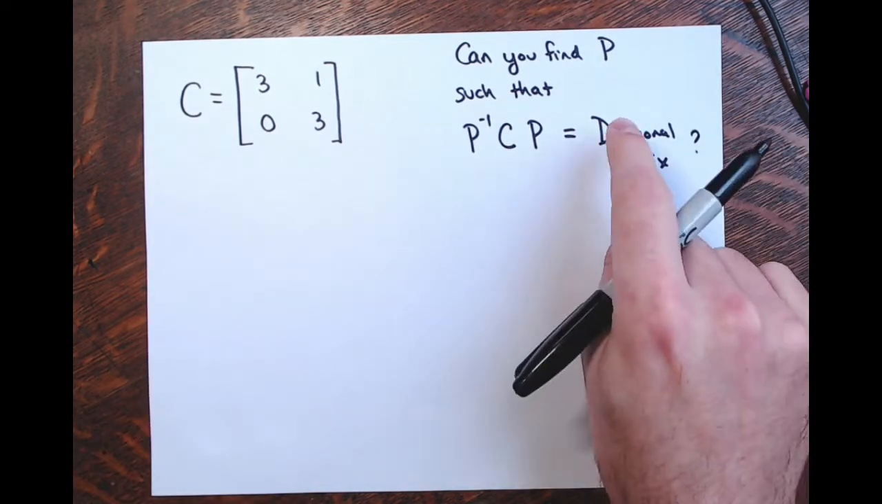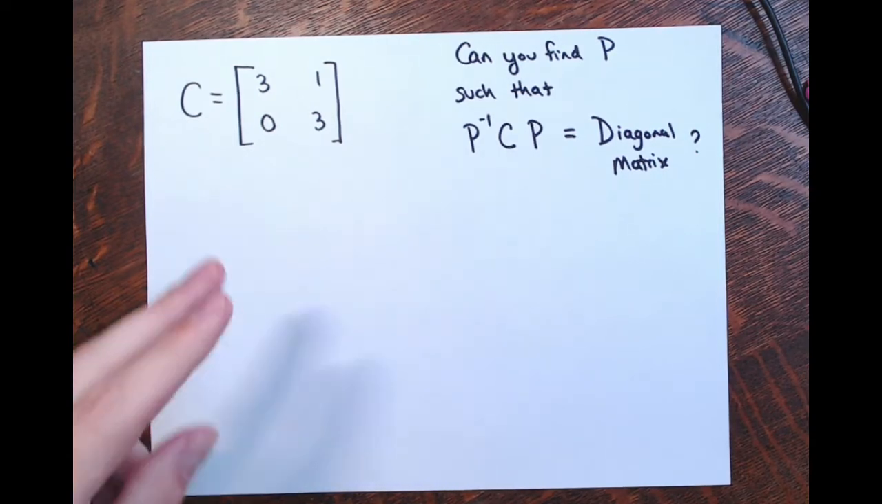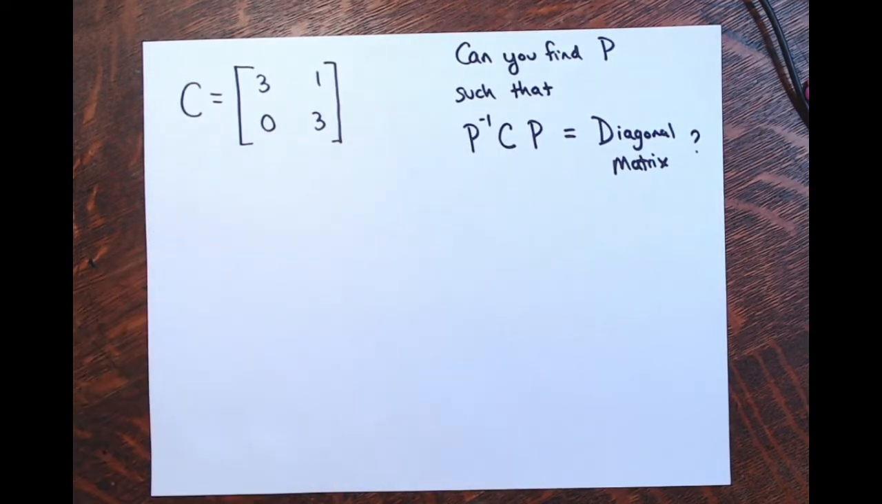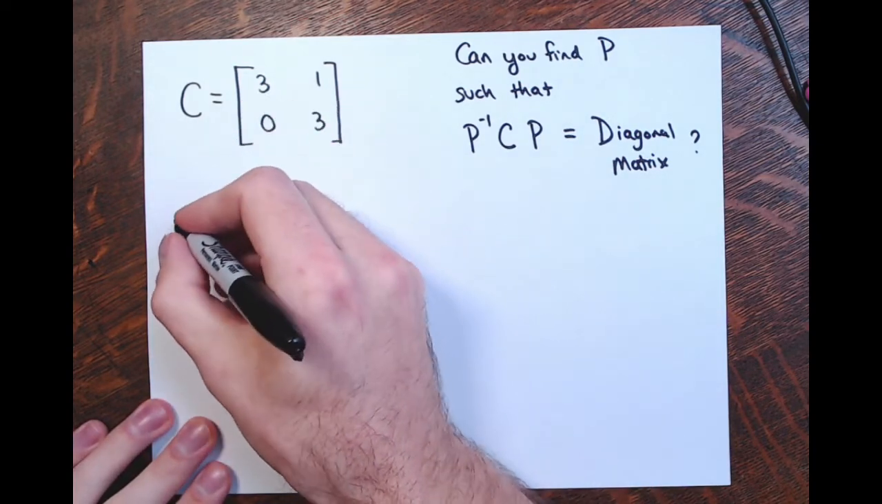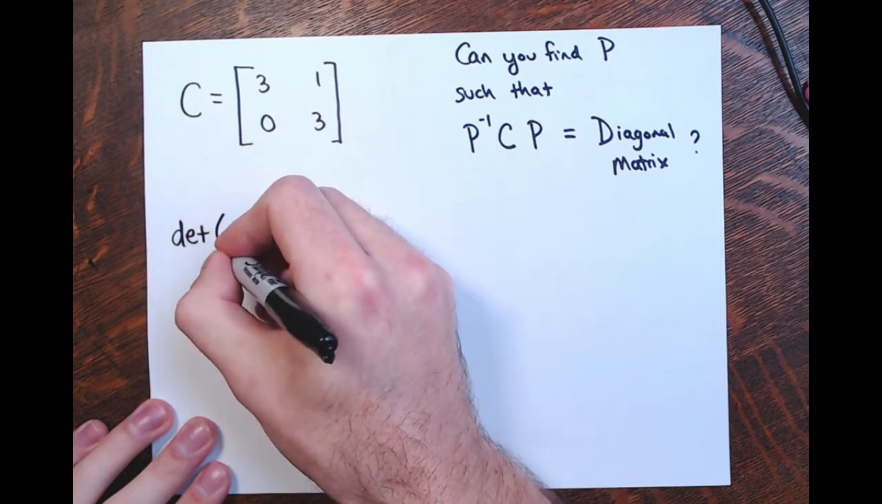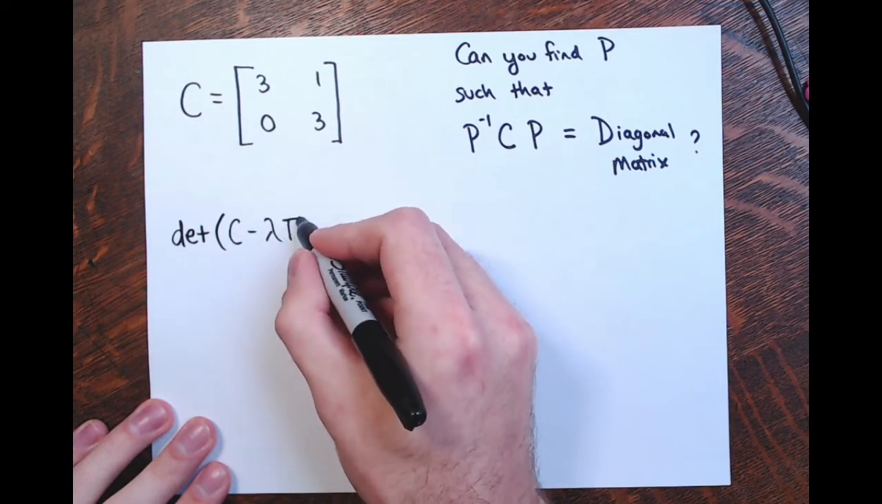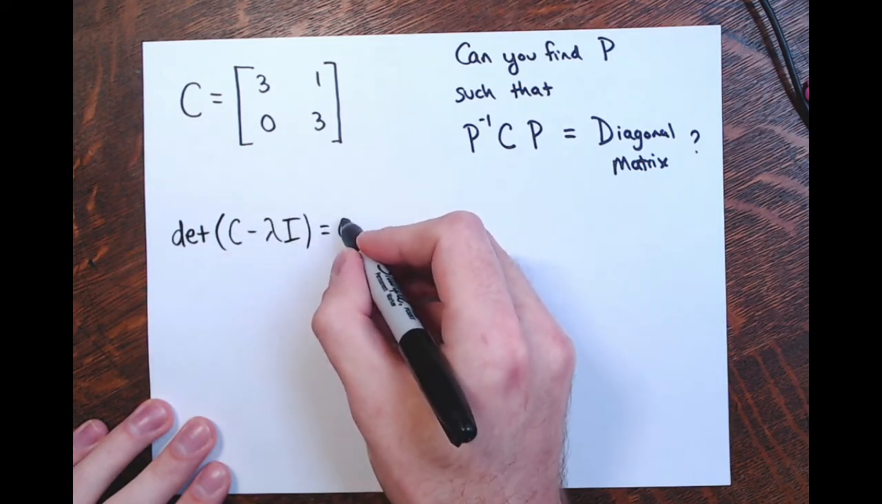Now again, the answer to this question depends on whether or not you can find two independent eigenvectors, because this is a 2 by 2 matrix. We'll see a 3 by 3 matrix later, where we'll have to find three independent eigenvectors. All right, so first I'll find the eigenvalues, find the spectrum. So what's the determinant of C minus lambda I? And when is that equal to 0?